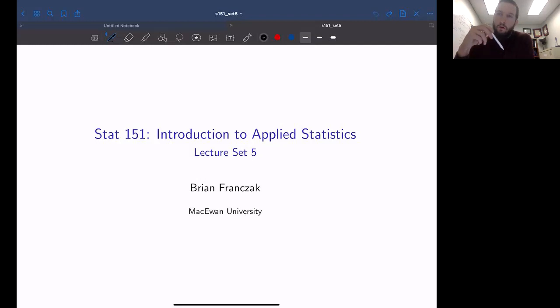What we're going to talk about in lecture set number 5 are continuous probability distributions. So the idea is similar in that we are still focused on evaluating the probability of observing a certain event, but the type of variable that we are working with is changing compared to lecture set 4.